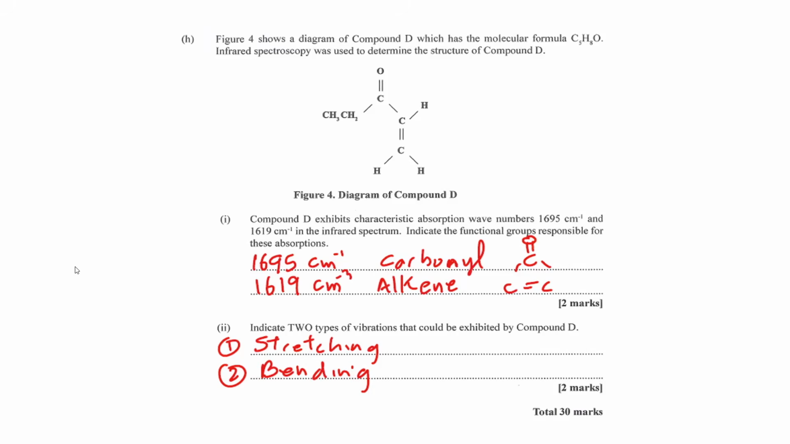So this is wave number, so that's per centimeter. And for part 2, you are to indicate the two types of vibrations that could be exhibited by compound D, and that will be stretching and bending.